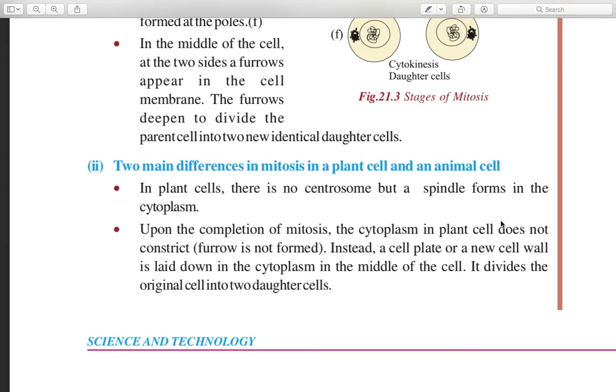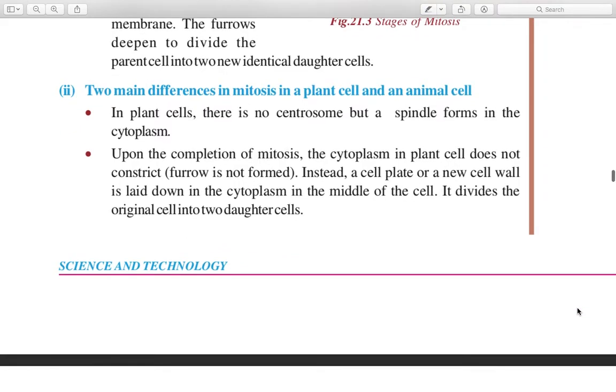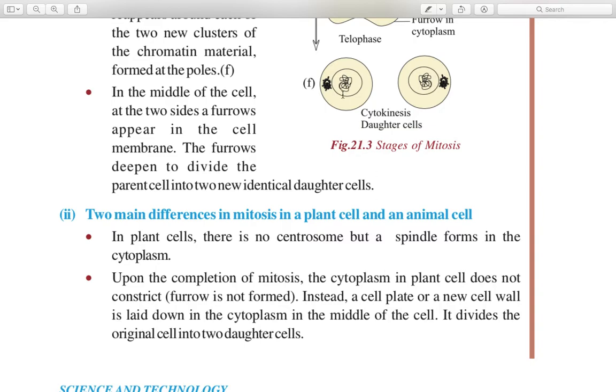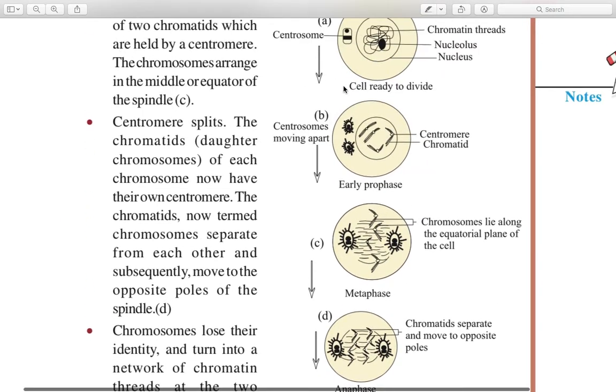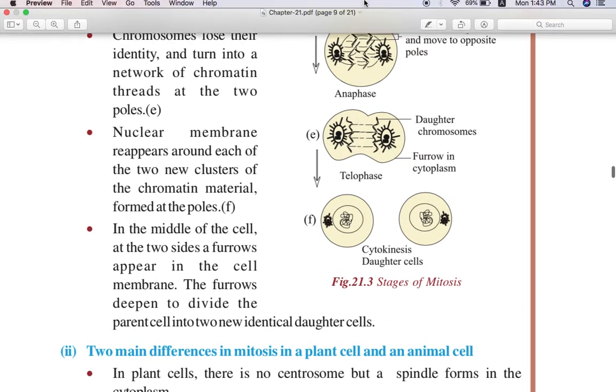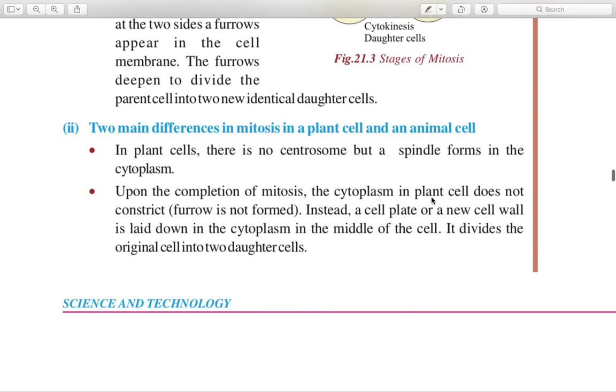So, the two main differences in mitosis in a plant cell and an animal cell. We said that generally the major steps in both plant cell and animal cell are the same. That is what we saw. And what are the two main differences? The first difference is that in plant cells there is no centrosome, as I told, but a spindle forms in the cytoplasm. This is a centrosome, here. In plant cells there is none, but a spindle forms. This is the spindle network here. It forms in the cytoplasm.